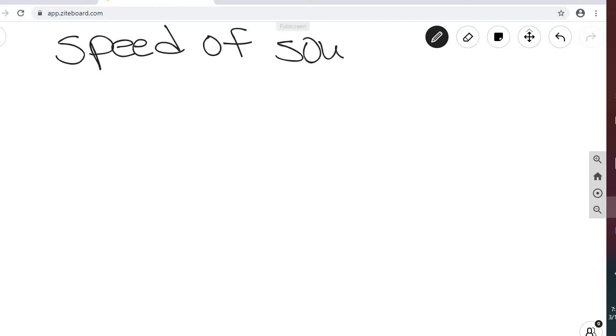Another important characteristic of sound is how fast it travels, and we'll do an experiment in class to try to measure the speed of sound. But the equation that represents the relationship for the speed of sound is this.